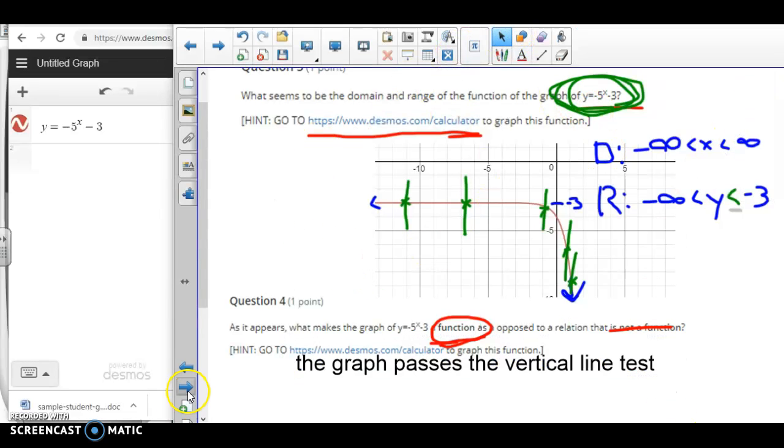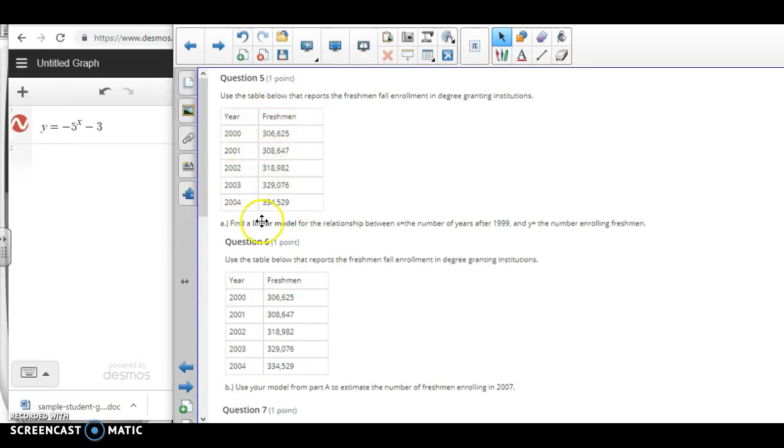All right. Our last set of questions, we use this table here. Use the table below that reports freshman fall enrollment in degree granting institutions. That means colleges. All right, so we have 2000, 2004. First question says, find a linear model, that means a y equals mx plus b equation, for x equals the number of years after 1999.